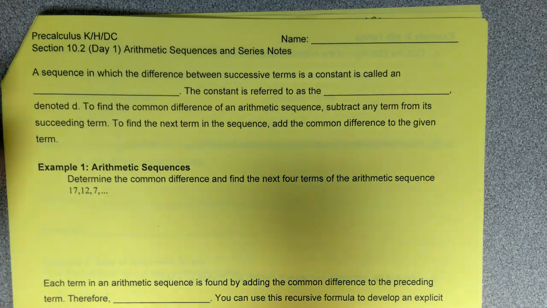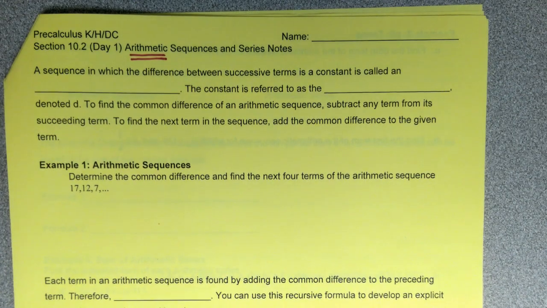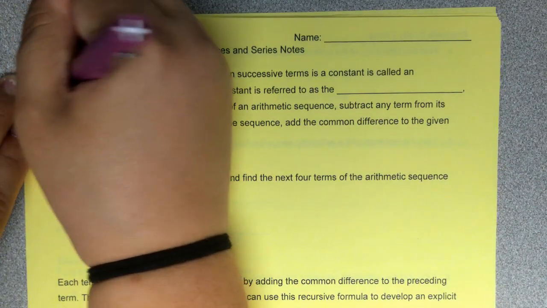Alright, today we're going to be talking all about arithmetic sequences. We've talked about them a little bit in these last 4 pages. What is an arithmetic sequence? It's adding or subtracting. The formal definition is a sequence in which the difference between the successive terms is a constant, called an arithmetic sequence.